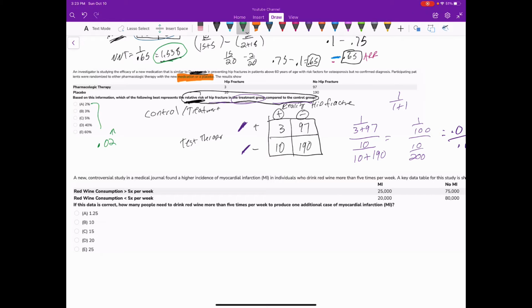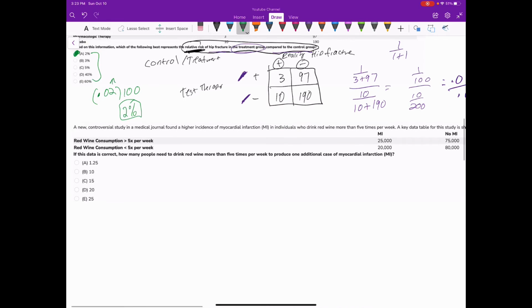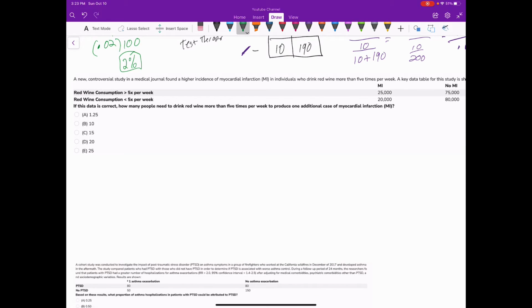Well, if you see numbers in percents, don't panic. Just multiply it by 100. That's how you get out of decimals into percents. So 100 times 0.02 is 2%. So this is our answer. Not too bad. We're doing well. Here we go.